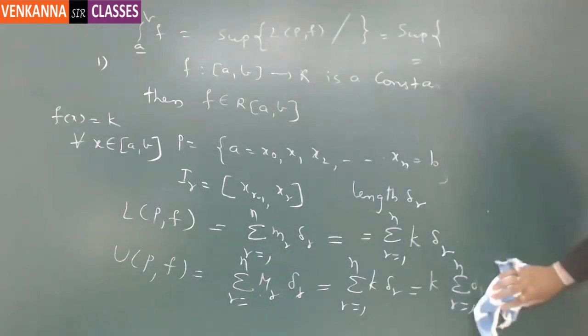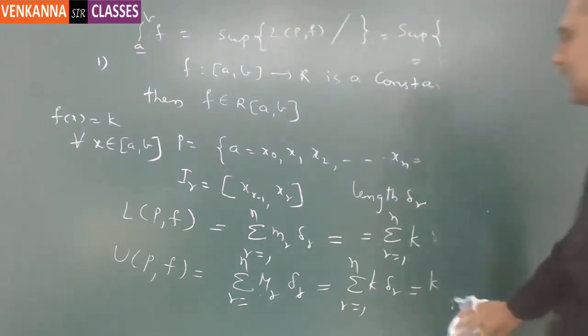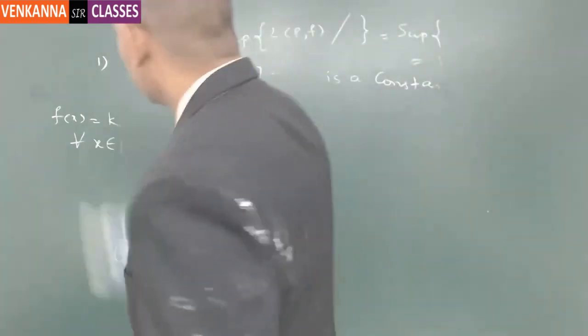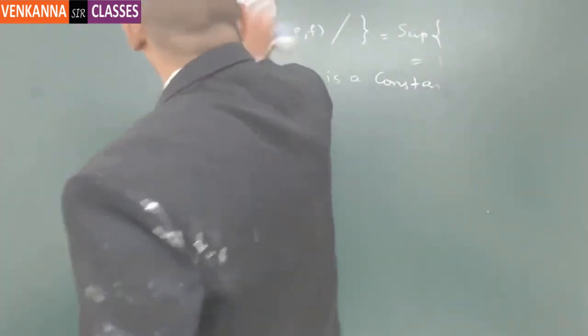So if you calculate the lower integral, its value is k into b minus a. If you calculate the upper integral, its value is also k into b minus a. Since both values are equal, that is, lower integral is equal to upper integral, hence the function is Riemann integrable. And the value k into b minus a is nothing but the integration value. And you can verify that.